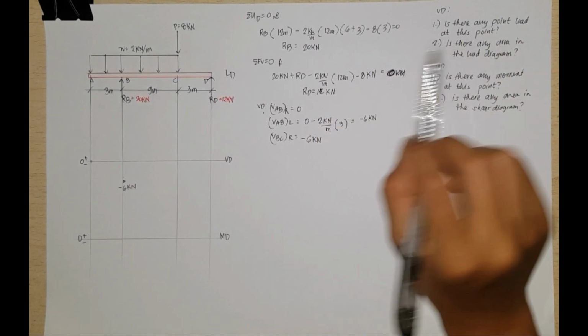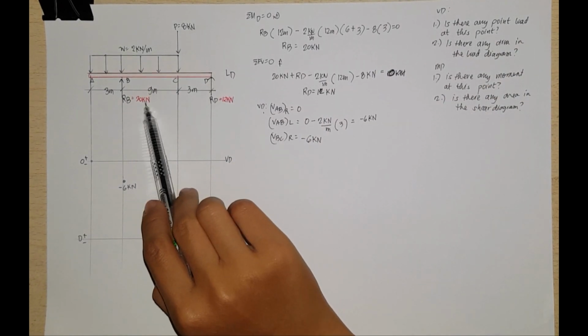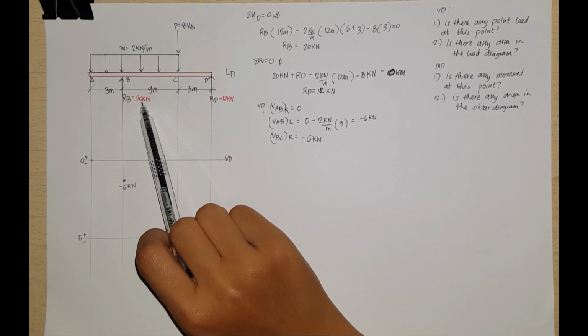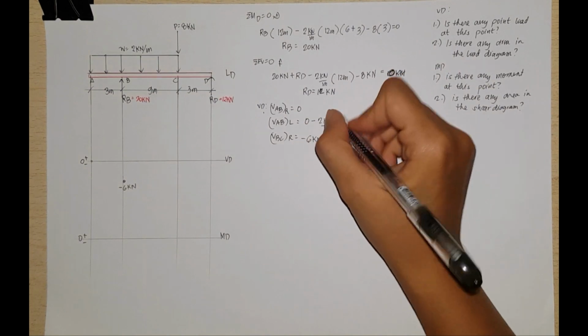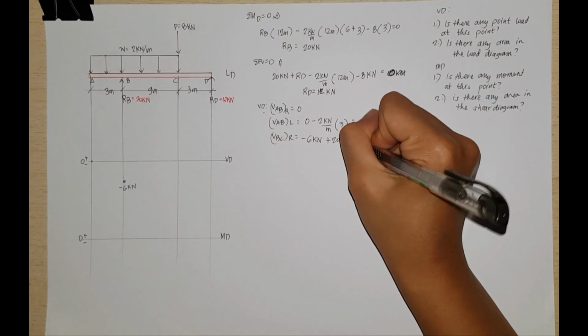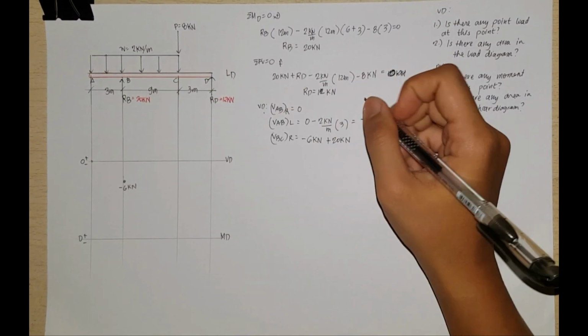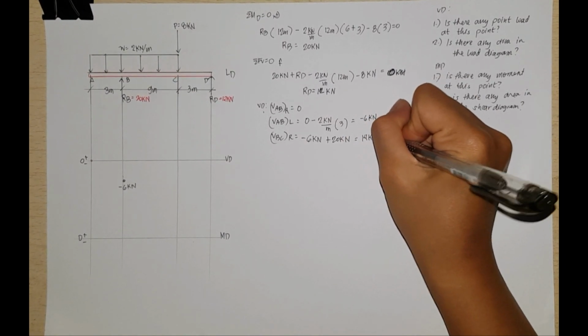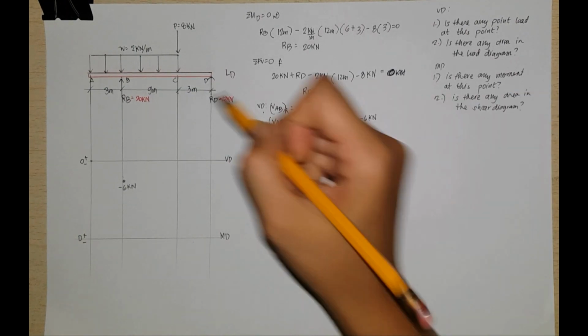Is there any point load at this point? So, do we have a point load at this point? Yes, we have, which is the reaction, the 20 kilonewton. So, negative 6 plus 20 kilonewton. Bakit plus? Kasi pataas yung direction ng ating reaction at P. So, it is equal to 14 kilonewton.